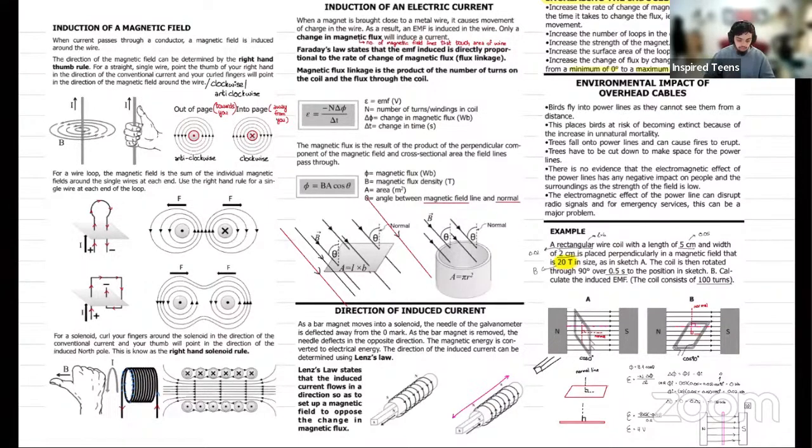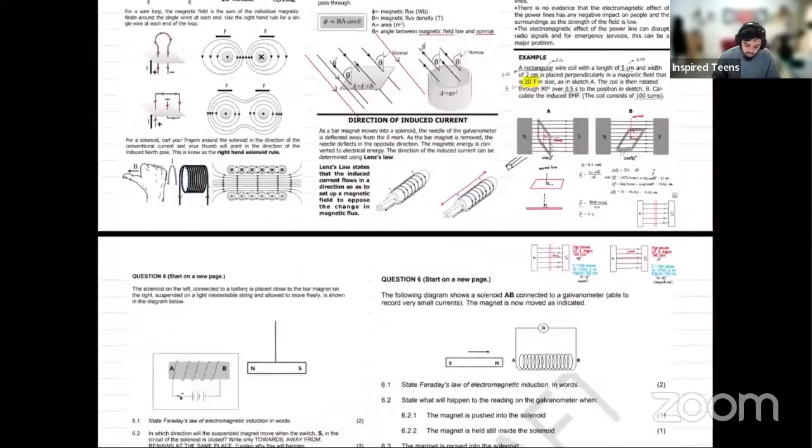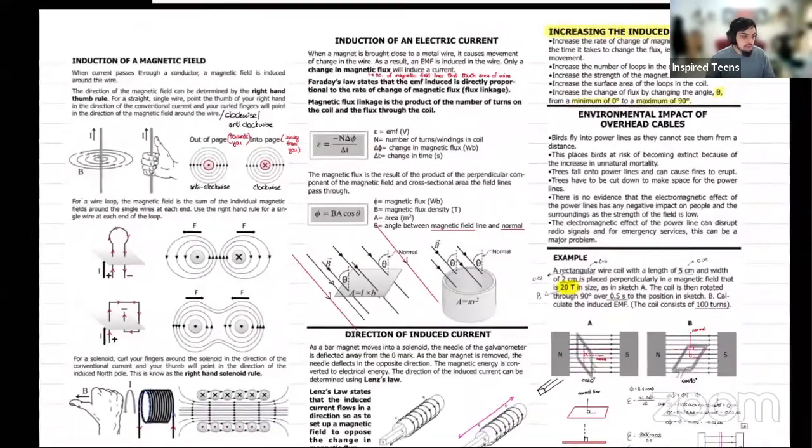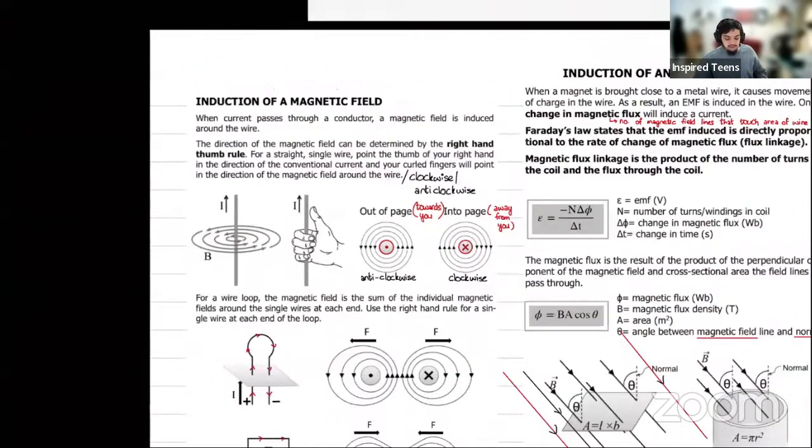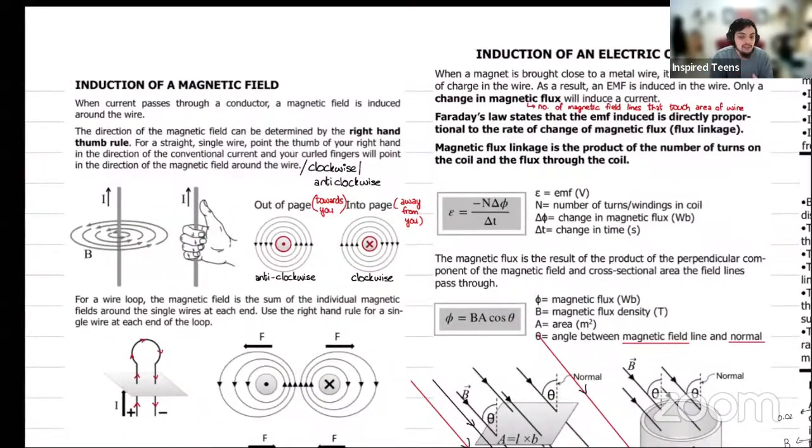Okay, so before we continue with the last thing that we need to learn and doing some questions, let's do a quick recap of what we discussed previously. Let's talk about induction of a magnetic field. We have two things: induction of a magnetic field and induction of an electric current. If we look to the left, we consider induction of a magnetic field. This is when we have a current that passes through a conductor, a magnetic field is induced around that conductor. So if we have a current, a magnetic field is created or induced by that current.